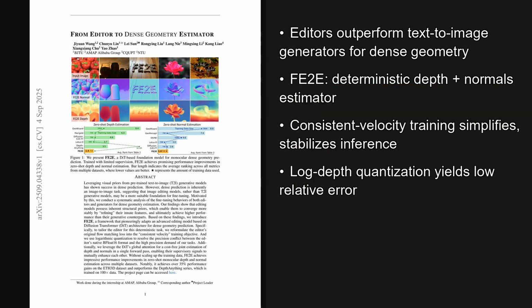I'm Alex. Today we're looking at a paper from the Hugging Face trending list, published on September 4th, 2025, just yesterday. The standout result is that an editing diffusion model, adapted for geometry, delivers over 35% gains on the FE2E benchmark, and even beats the Depth Anything series, trained on 100 times more data. The paper is titled, From Editor to Dense Geometry Estimator. And as we'll see later, the implications for model training are quite significant.